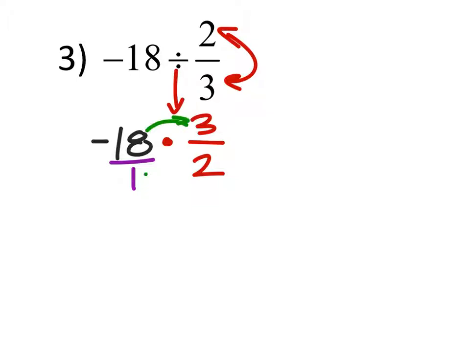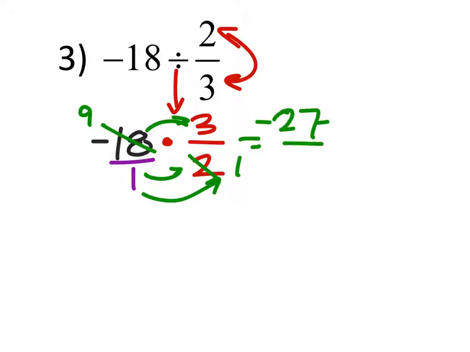Now we can multiply the numerators and denominators. I'm sorry, I said I would cross simplify, right? So 18 and 2 simplify to 9 and 1. So negative 9 times 3 is negative 27. And then 1 times 1 is 1. So really, this is just negative 27.